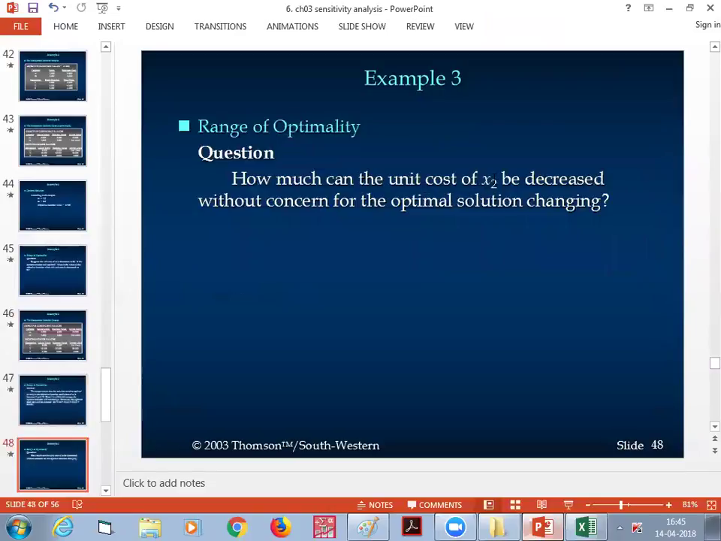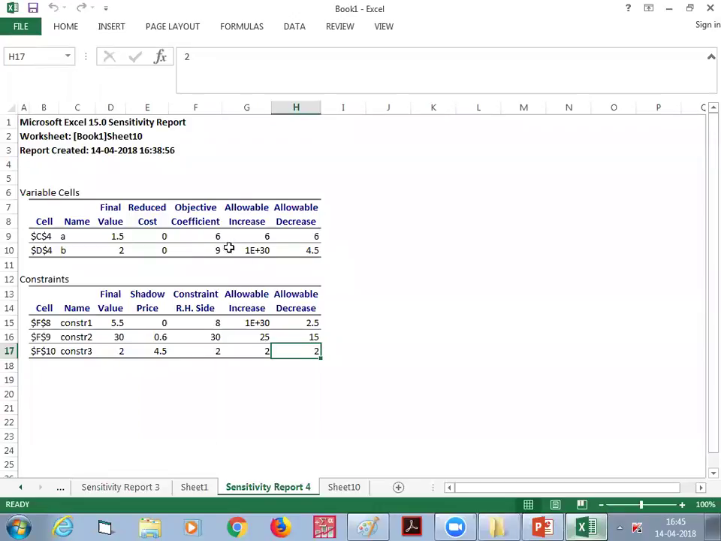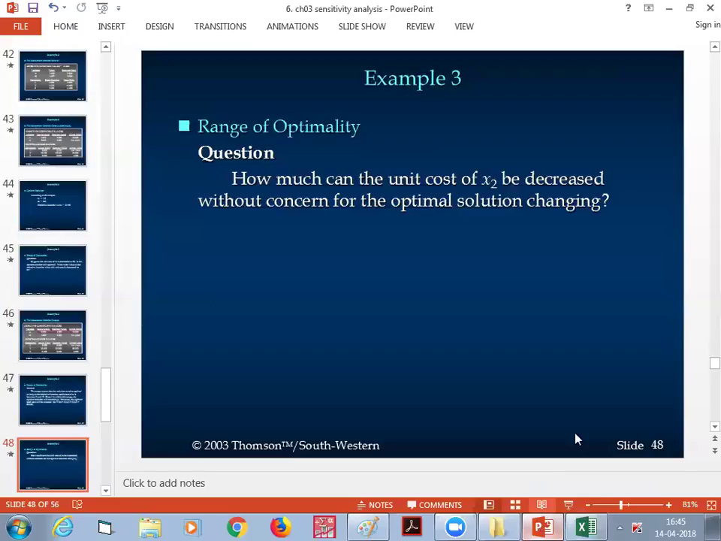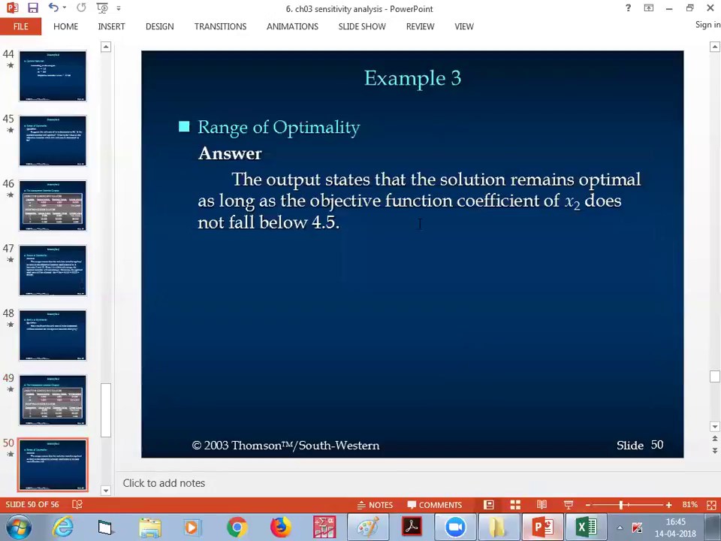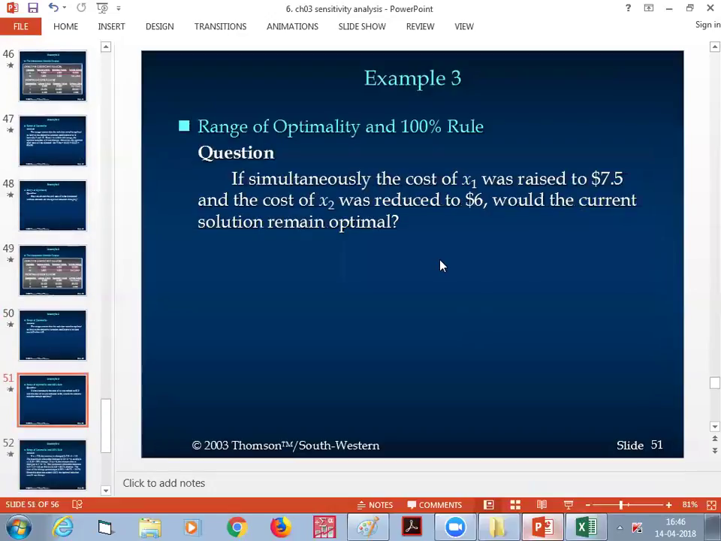How much can the unit cost of x2 be decreased without concern for the optimal solution changing? Unit cost of x2 can be decreased up to 4.5. So no limit, up to 4.5. From 9 to 4.5, as long as the objective function coefficient does not fall below 4.5, the solution stays optimal.